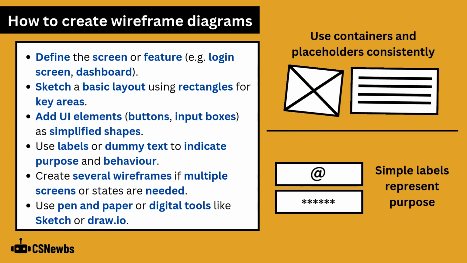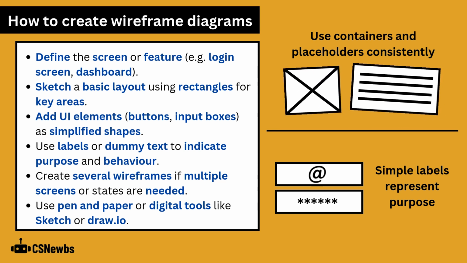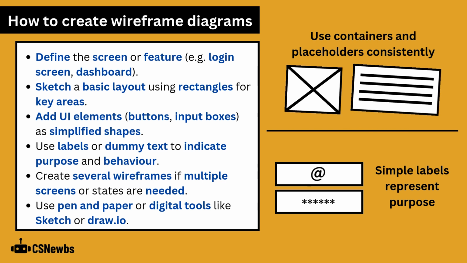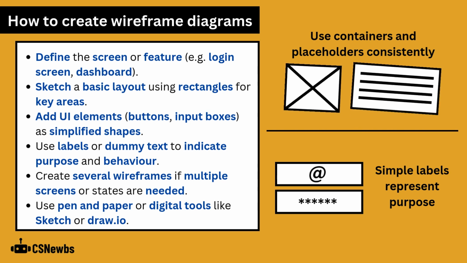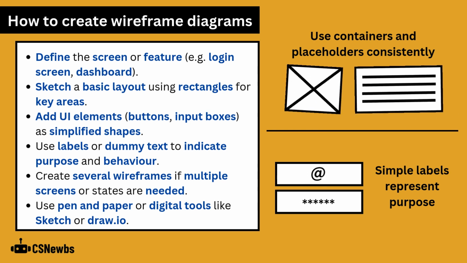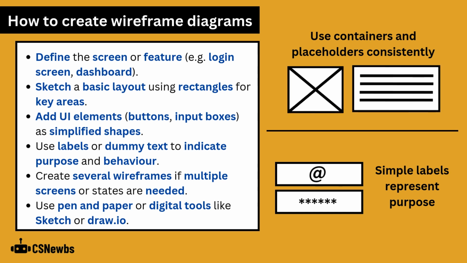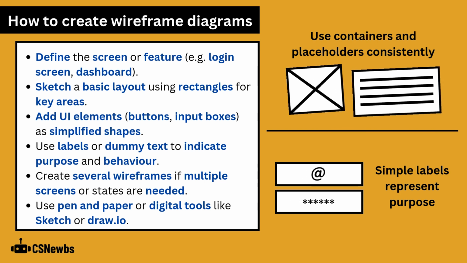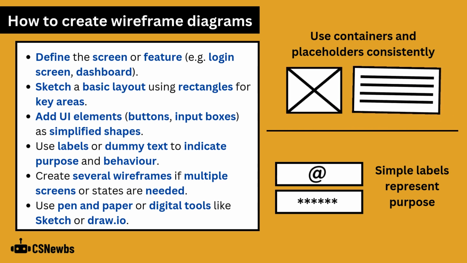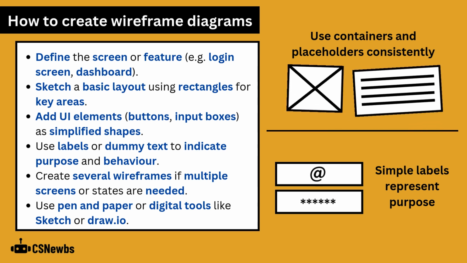To create a wireframe diagram, define the screen or feature, such as a login screen or dashboard. Sketch a basic layout using rectangles for key areas. Add user interface elements, such as buttons and input boxes, as simplified shapes. Use labels or dummy text to indicate purpose and behavior. Create several wireframes if needed for multiple screens or states, and use pen and paper or digital tools.